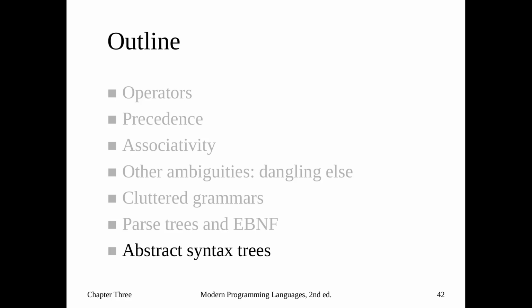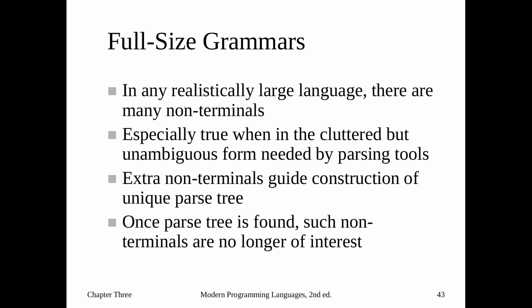The next topic is actually very important. It's the abstract syntax tree. We have to think about, first off, what does a full-sized grammar look like? So far, we've looked at really small, tiny grammars that fit on a slide. In reality, if you want to build a grammar for a language like C, these things are huge. They're very, very detailed, with a large number of non-terminals and a large number of terminals.